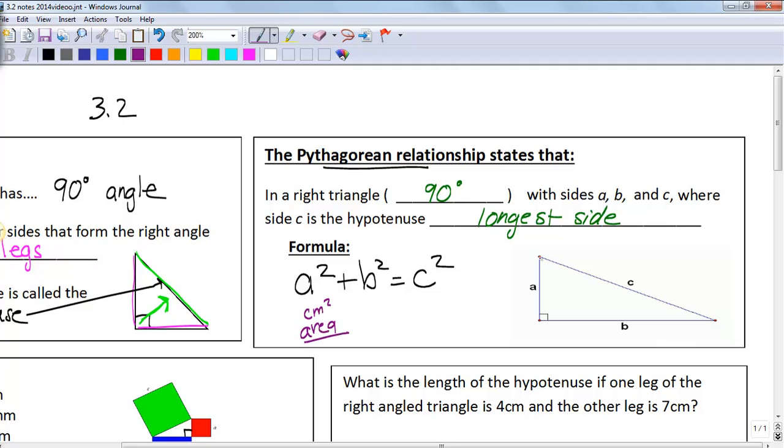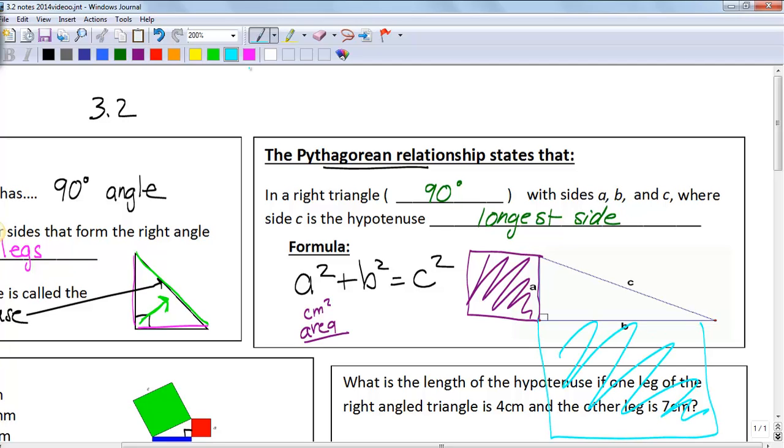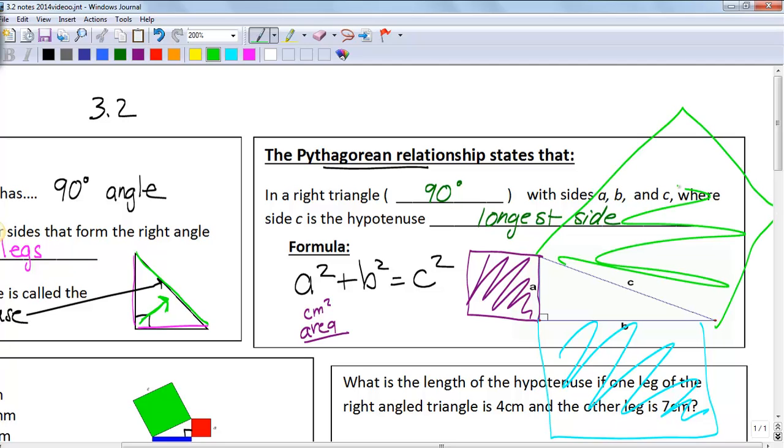So this is saying that, okay, if this is side A, if we made that into a square, that area plus the area of B, if that's a nice pretty square, is going to equal the area of C, right? So if I added this purple plus this blue, I should get the area of green. A squared plus B squared equals C squared.